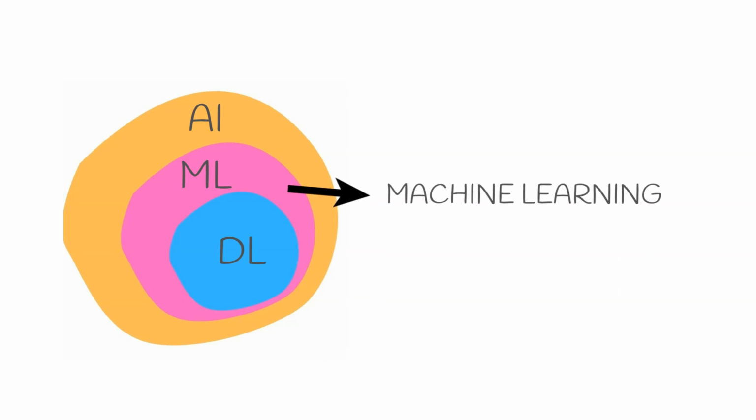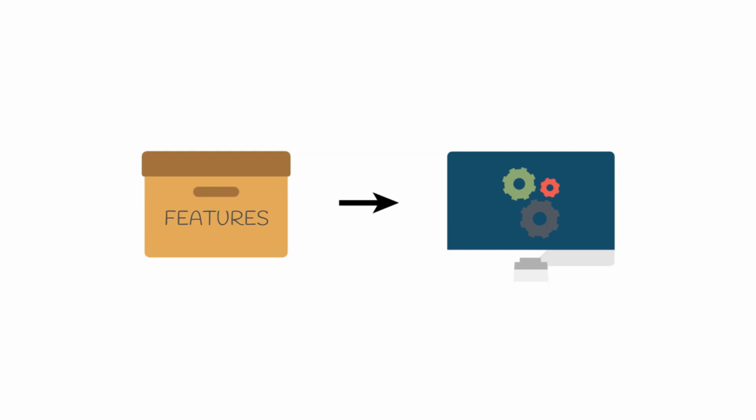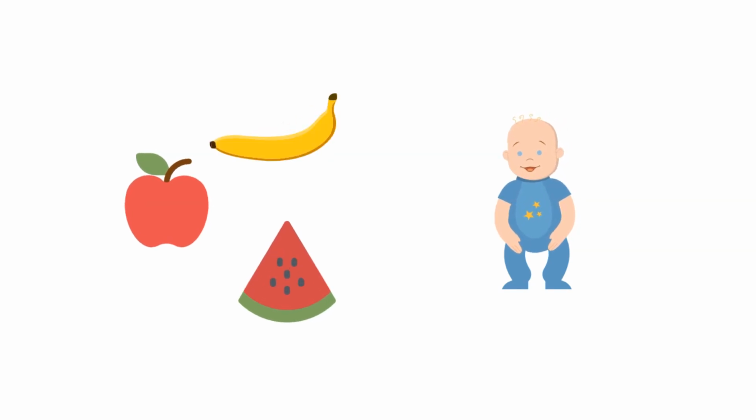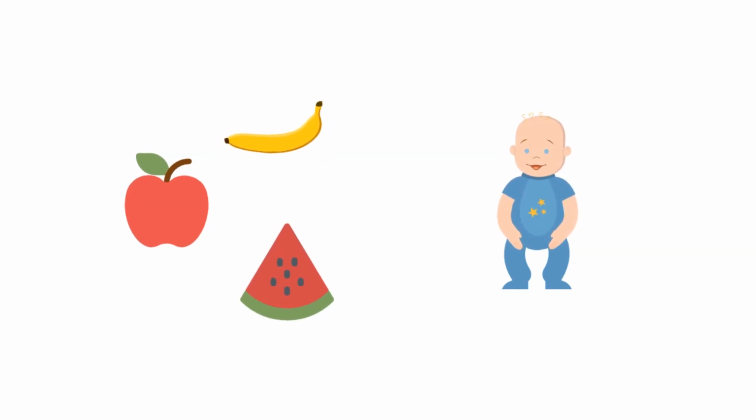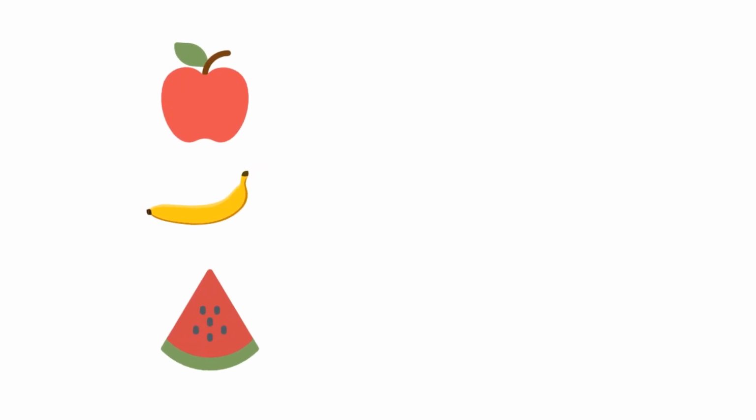Machine learning is a branch of artificial intelligence that mimics the learning process of humans. The idea here is to feed in features and the machine would make up its own rules to define them. The same way that, for example, kids are shown different fruits and in time they are able to differentiate between them. But with machine learning, we can't just show images.